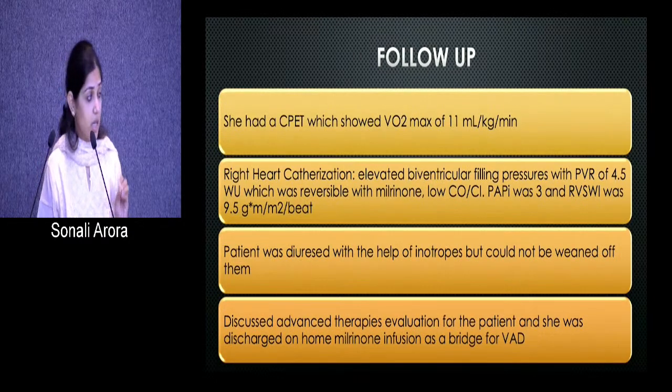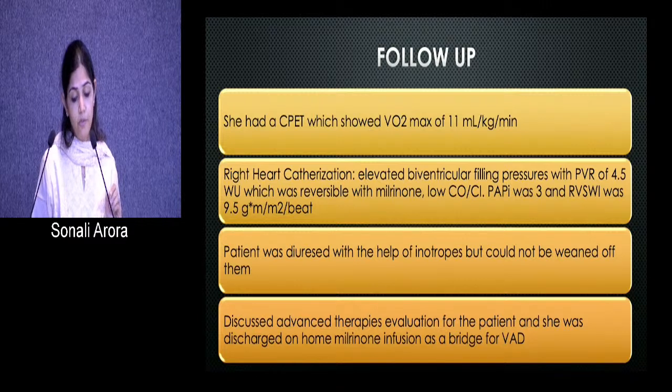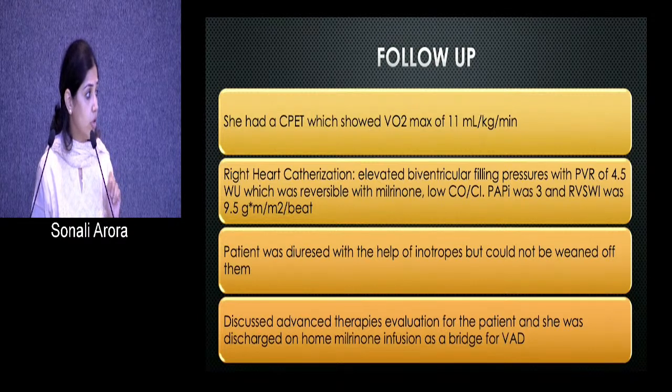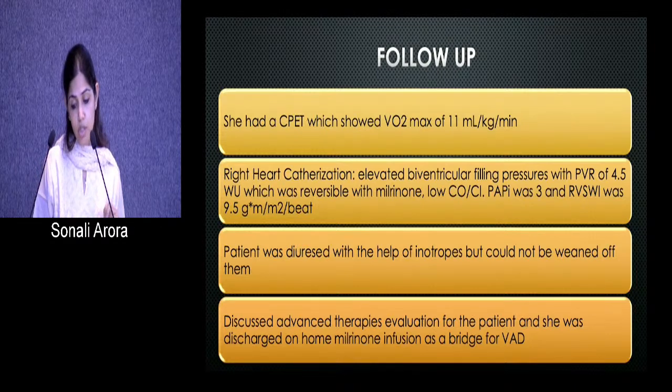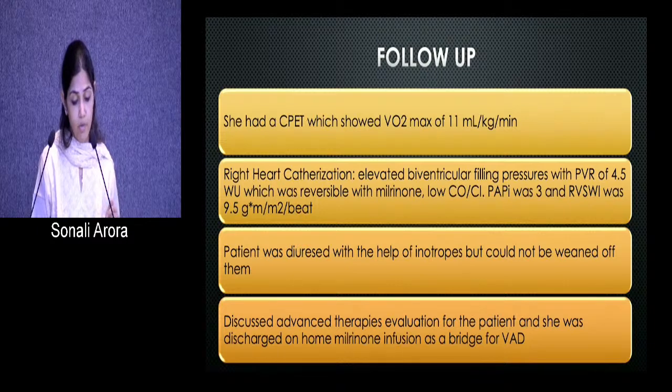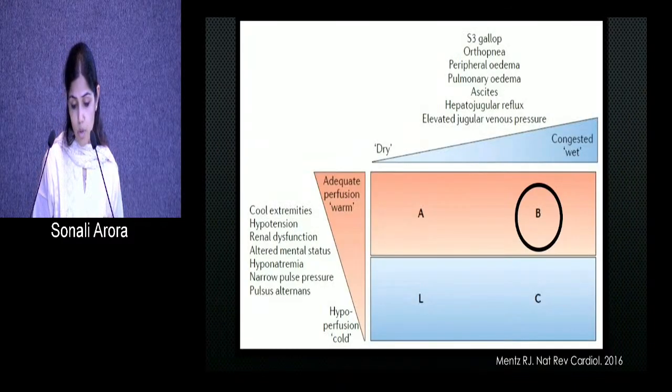We did a CPET after we diuresed her, and her VO2 max was 11, and this was on low dose of beta blockers. Right heart cath showed elevated biventricular filling pressures with PVR of 4.5, which was reversible with milrinone, low cardiac output and index. Her PAPI was 3, and her RV stroke work index was 9.5. Patient was diuresed with the help of inotropes, but could not be weaned off them. We discussed advanced therapies evaluation for the patient, and she was discharged on home milrinone as she had an ICD and as a bridge for VAD.